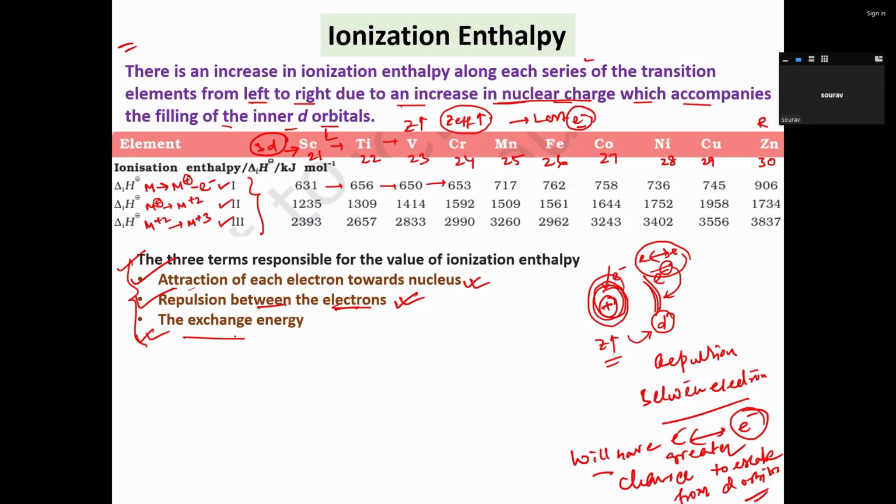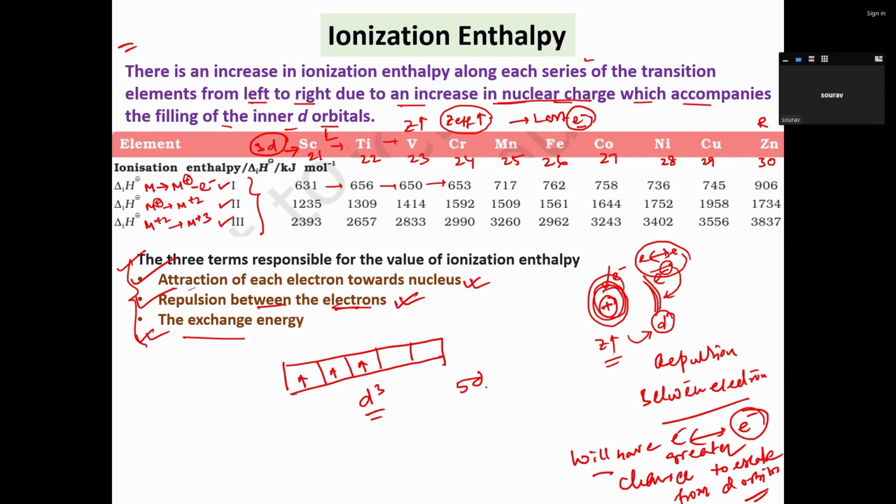What is that? This is a very interesting exchange energy. For the exchange energy, what is happening? We know that this is the 3d orbital. Suppose this is the 3d orbital, so there are five d orbitals: one, two, three, four, five. Suppose there are three electrons present. So this is the d3 electronic configuration.